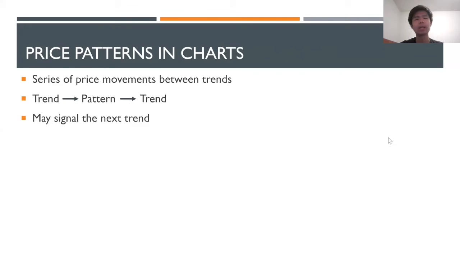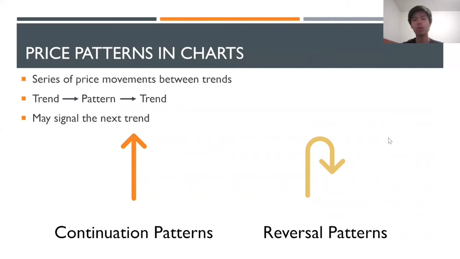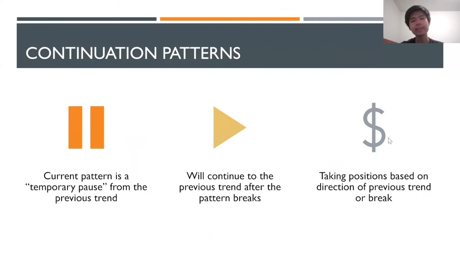So what happens if a pattern breaks? Well, in general, there are two possible outcomes. The trend will either follow the previous trend, or it would be the complete opposite of it. In the case of the current trend following the previous trend, we call this a continuation pattern. The current pattern can be regarded as just a pause between two trends, and traders can use it to get ready when the price breaks and place their positions to go along with the direction of the previous trend.